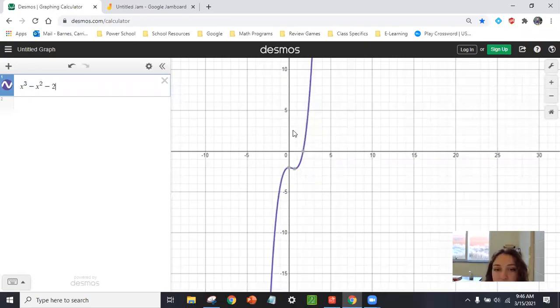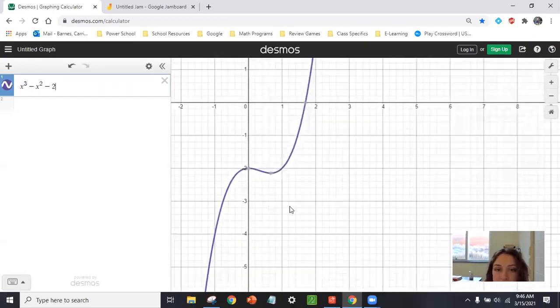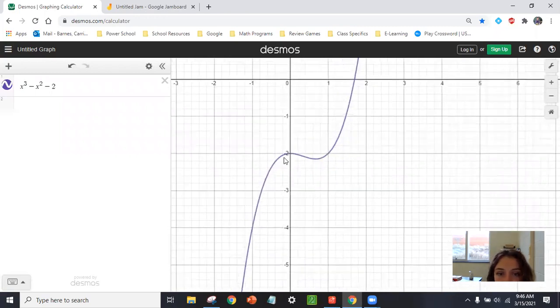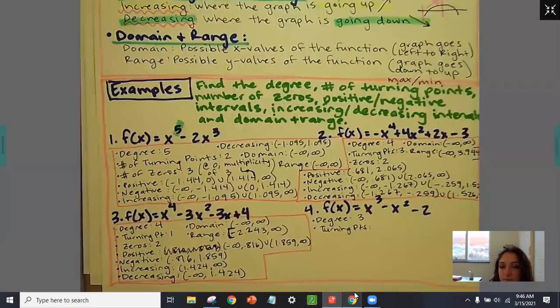Okay, so the turning points, that's where it goes from increasing to decreasing or vice versa. So here we can see it goes increasing, decreasing. So there's one that's happening. And then it goes decreasing, increasing. So there's another one. So there's only 2 turning points that are happening here. There's a maximum, there's a minimum right there. Okay, so 2 turning points.